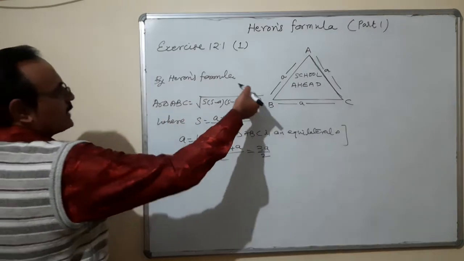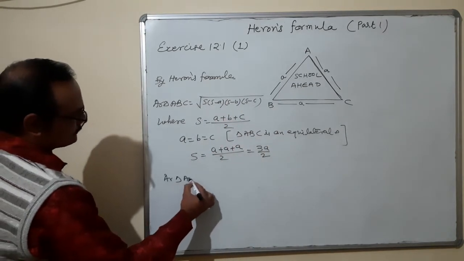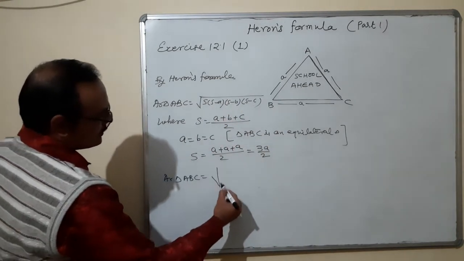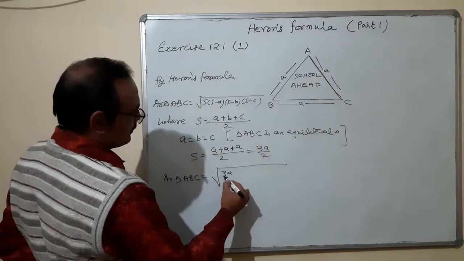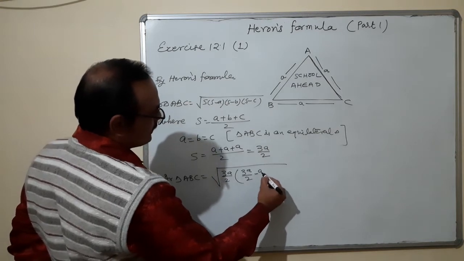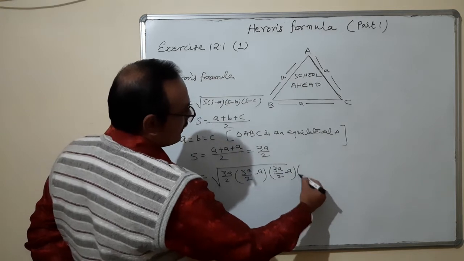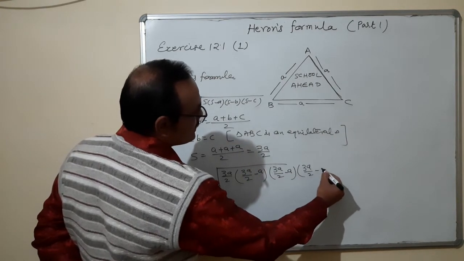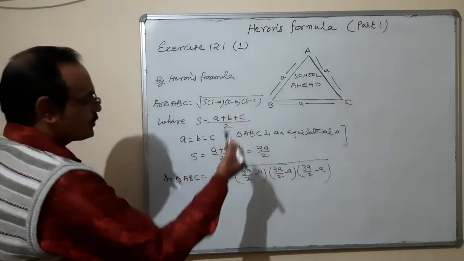These values of S, a, b, c we are substituting in this formula. Then we get the result as the square root of 3a upon 2 into (3a upon 2 minus a) into (3a upon 2 minus a) into (3a upon 2 minus a). In place of a, b, c, I can put a, because all sides are equal.